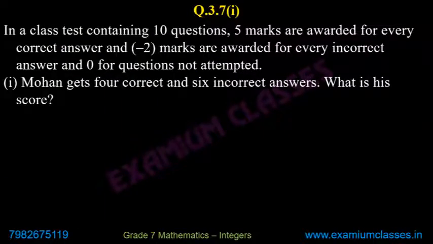Next, in a class test containing 10 questions, 5 marks are awarded for every correct answer, and minus 2 marks are awarded for every incorrect answer, and 0 for questions not attempted. So if no question has been attempted, nothing will be done. Mohan gets 4 correct and 6 incorrect answers. What is his score? Tell me the answer.